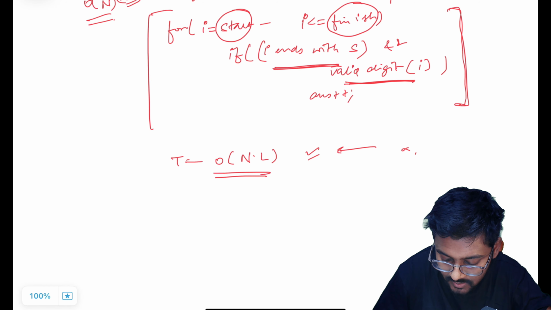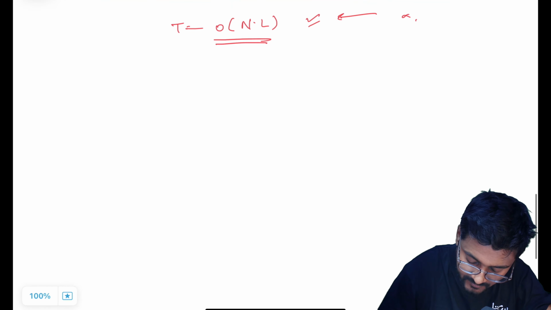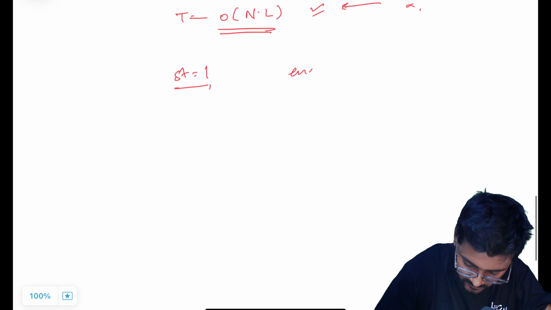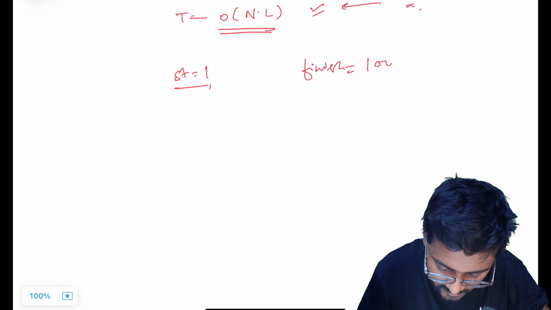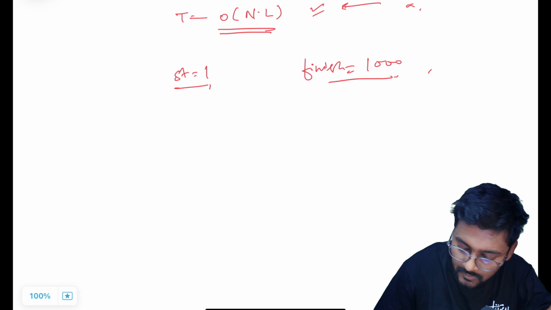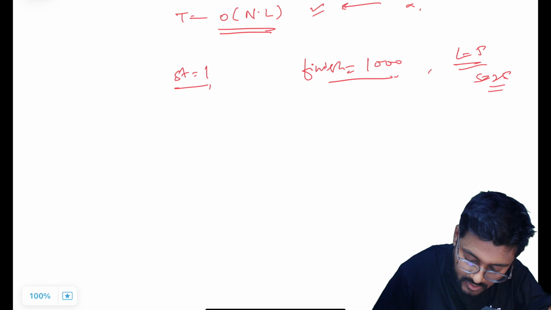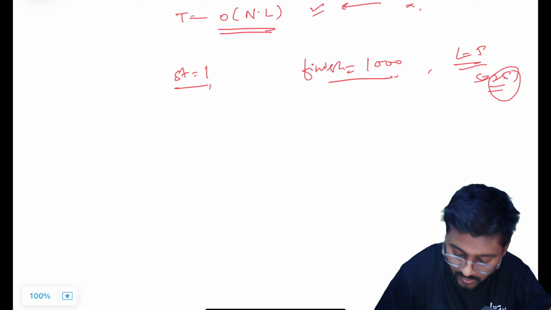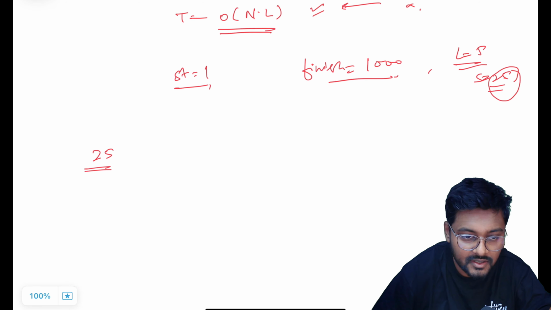Here to optimize this what I can do, let's take the same example. If my start is 1 and finish is let's say 1000 and limit is 5 and suffix is 25. If suffix is 25, we are definitely going to start with 25. Okay, 25 is my first powerful number if it is in the range.